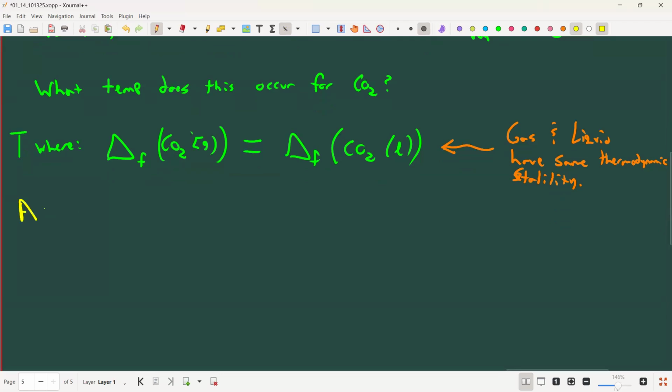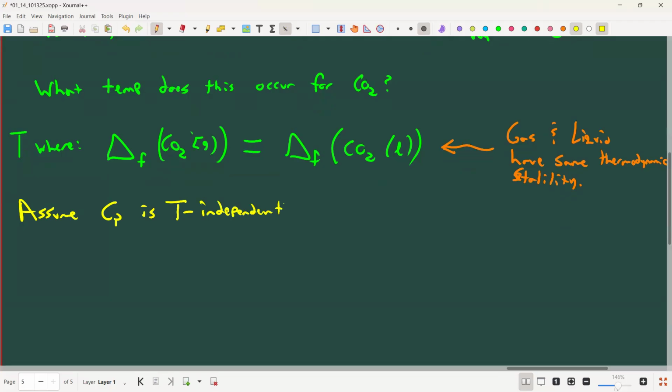Right, so let's assume that the heat capacity is temperature independent. Right, just to do the calculation easily. You'll look at temperature dependence in your homework, and we'll work on that next class.